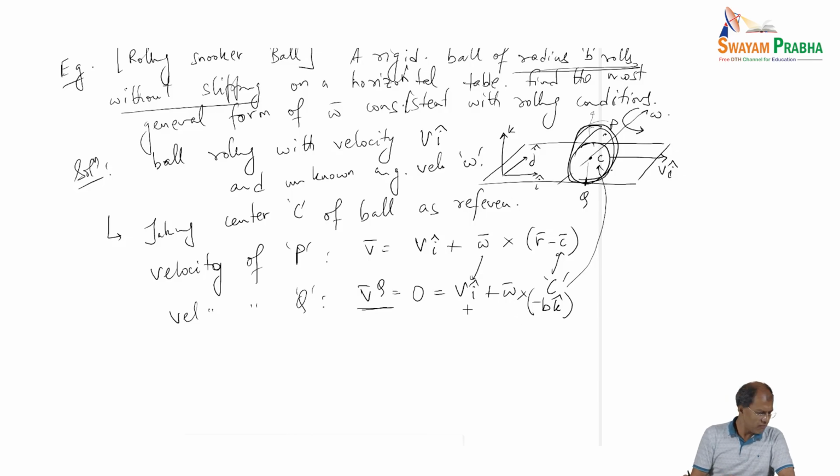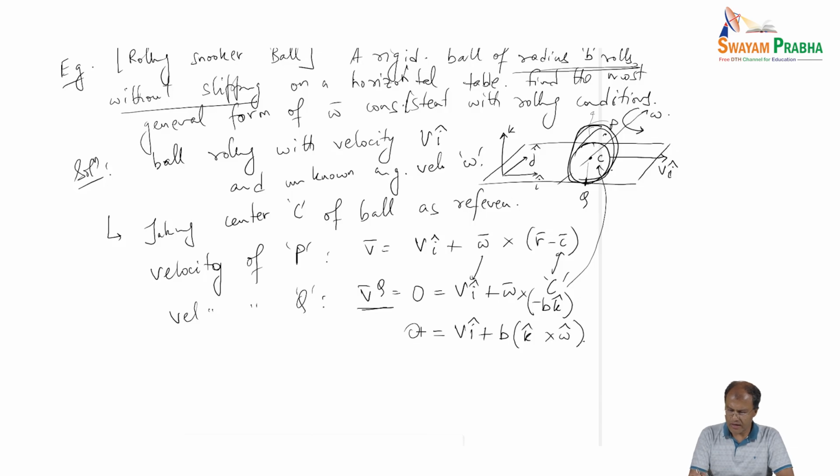Okay. So then we can find that, from here we can write down what is our, we can rewrite this. So VQ is 0. So this is V of I plus B times K cross omega. And what we have is that we can now use this, so this is 0 here.